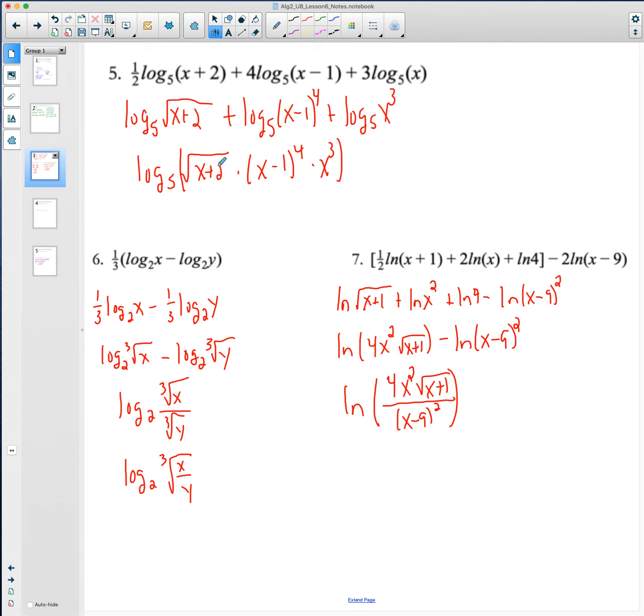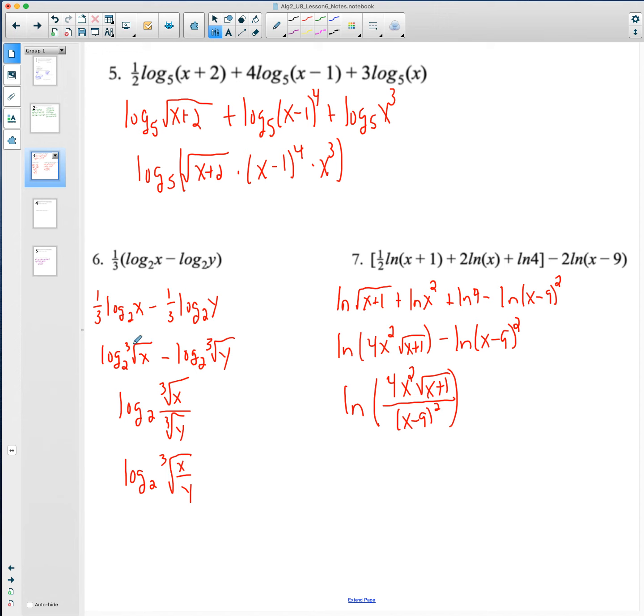It doesn't matter as long as you have all 3 pieces and they are being multiplied. Now, with number 6, there's a couple different ways to go about the problem. The first way is to do what I did, which is you could just go ahead and distribute this 1/3 to both terms, which is what I did. And now I can move that 1/3 in as a power, like I did.